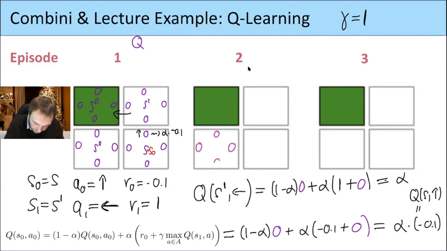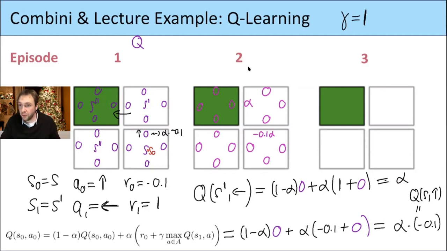We have here, we didn't change anything. But here we have minus 0.1 alpha. And here we have 1.1 times alpha.